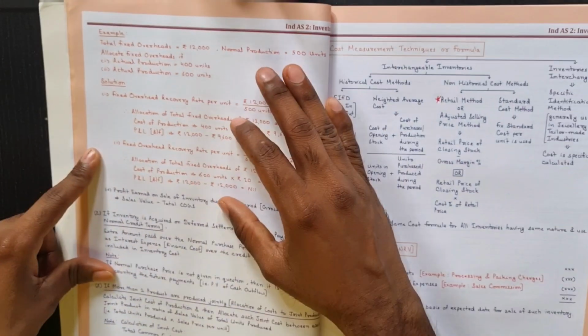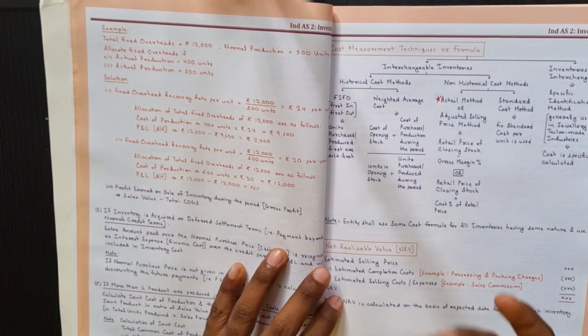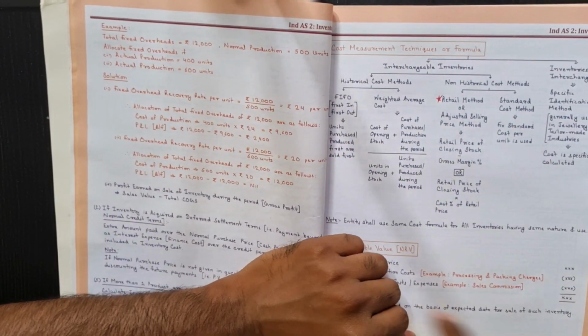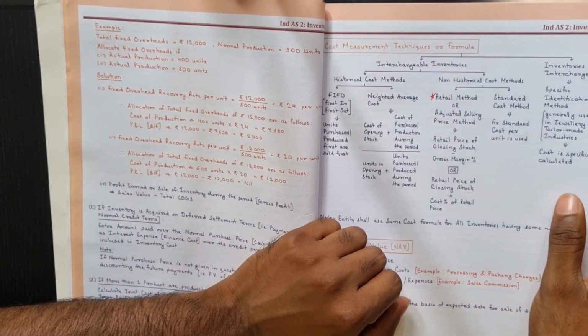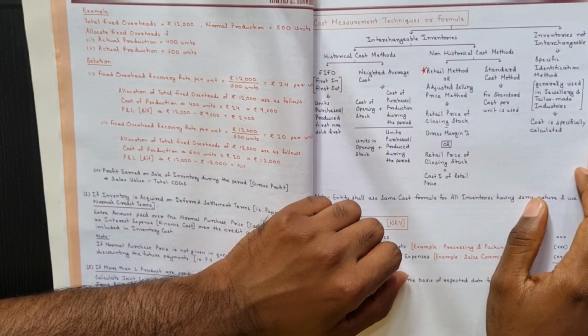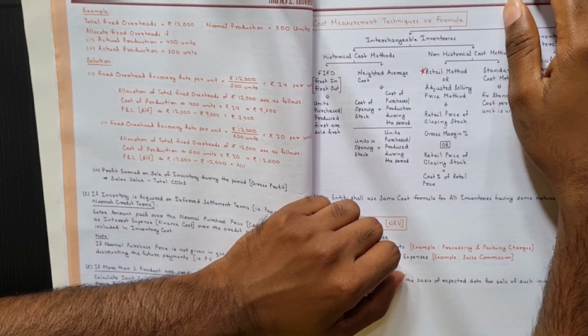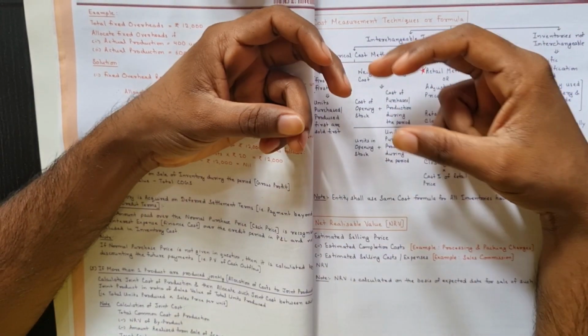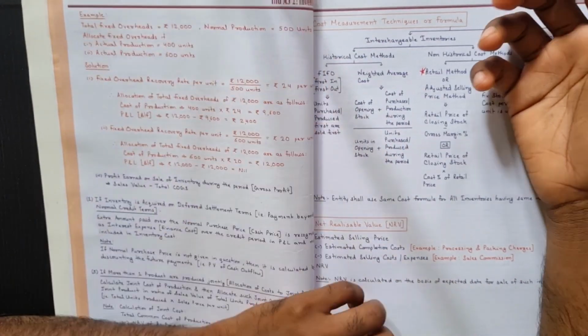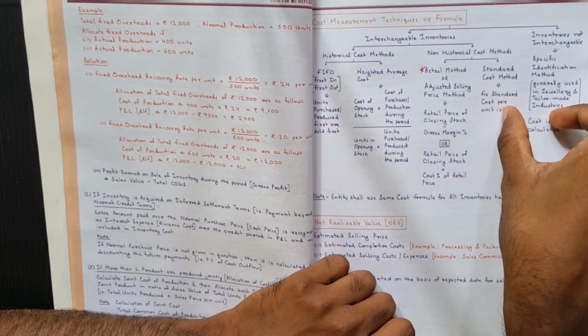There is an example given here for your understanding. You can read it. I'll move forward. Next we have is profit earned on sale of inventory during the period. That is your gross profit. How do we take it? Sales value minus COGS, right?